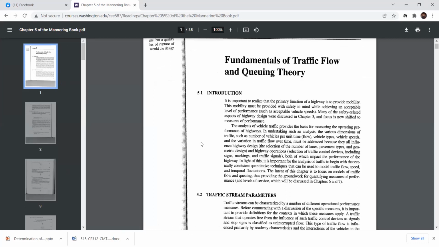Introduction. It is important to realize that the primary function of a highway is to provide mobility. This mobility must be provided with safety in mind while achieving an acceptable level of performance, such as acceptable vehicle speeds. Many of the safety-related aspects of highway design were discussed in Chapter 2, and focus is now shifted to measures of performance.